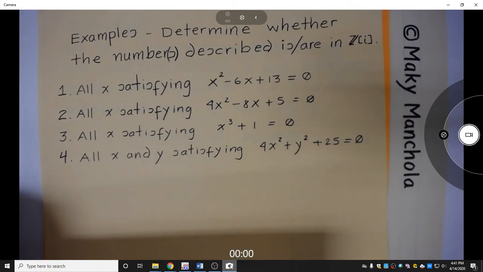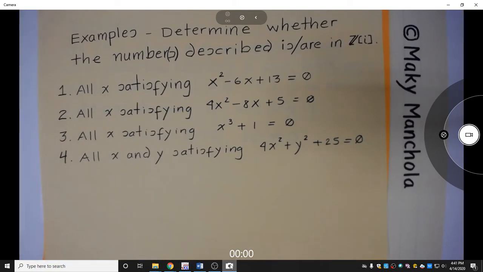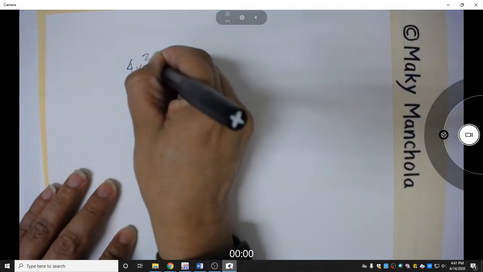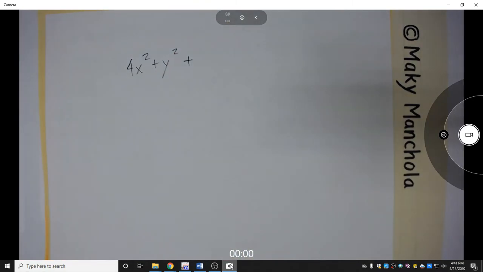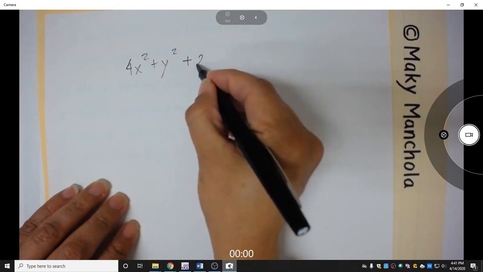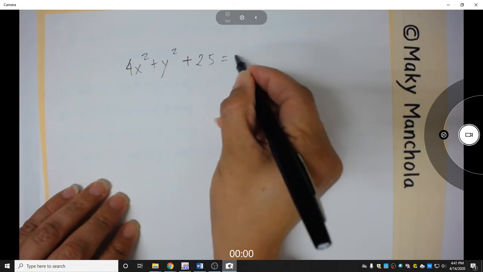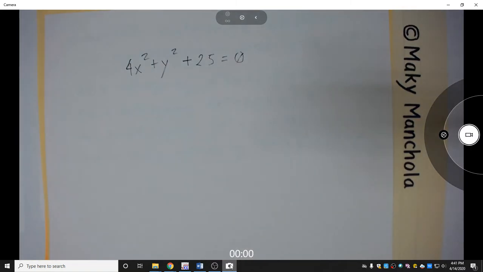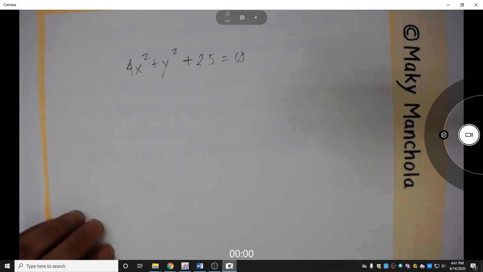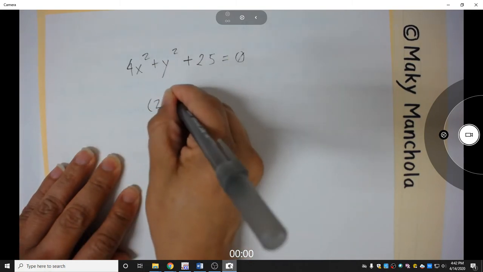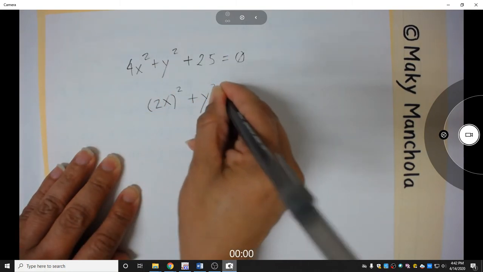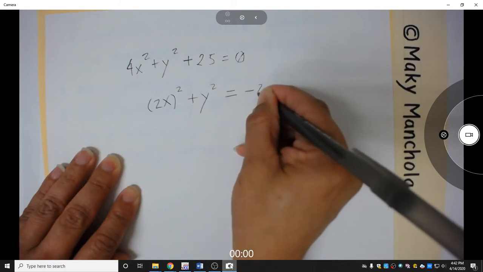Our last one is 4x squared plus y squared plus 25 equals 0. This equation is the same as 2x to the second plus y to the second equals -25.